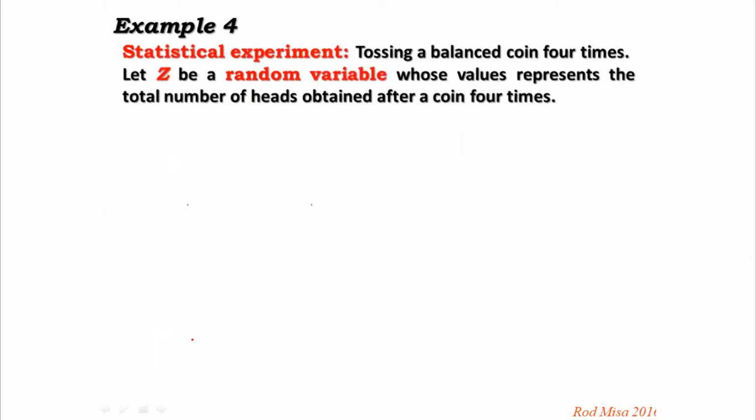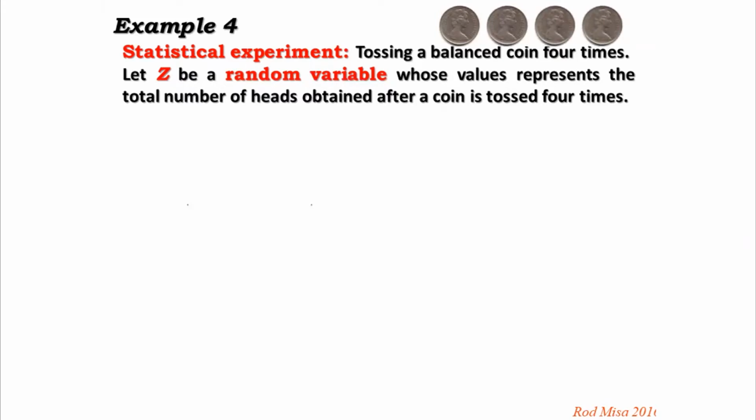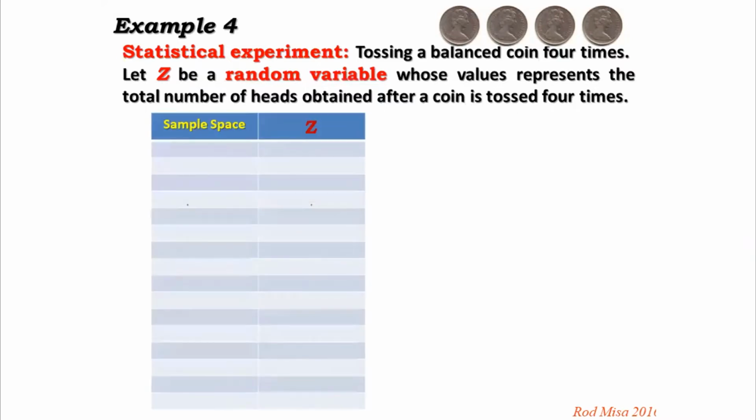Now, proceeding to our fourth example, consider a statistical experiment of choosing a balanced coin 4 times, and let Z be a random variable whose values represent the total number of heads obtained after a coin is tossed 4 times. Now, accounting all possible outcomes, let us list down the sample space.